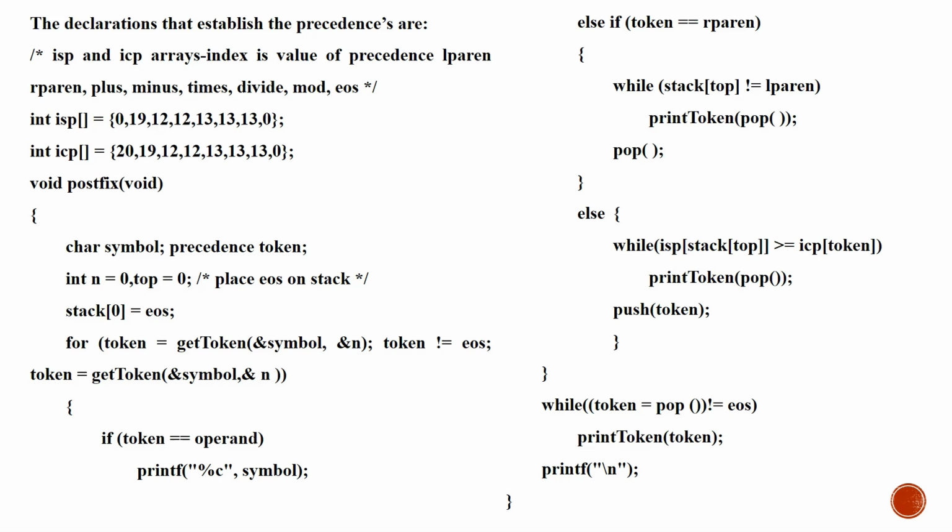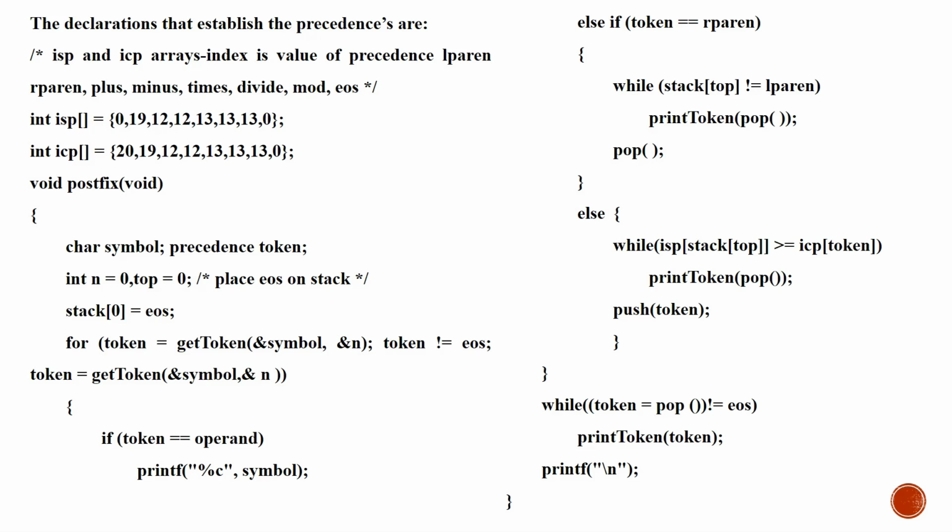Fine. So let us take that example, A plus B star C. What happens when I get the plus? Plus is there in my input. What is in the stack? Stack is having a 0, that is our end-of-input marker, which is lower precedence. So 0 greater than or equal to the input plus? Plus precedence is 12. So 0 greater than or equal to 12? No, the condition fails. I am going to push the plus over there.